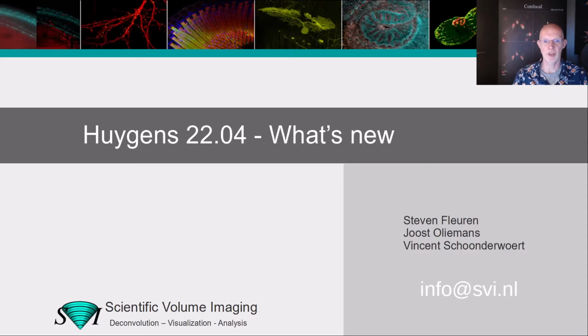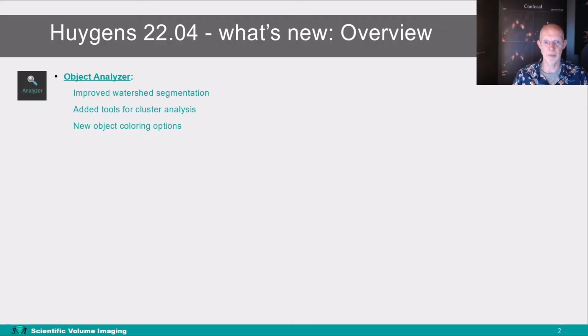What's new in Huygens 22.04. So let's start with giving a short overview with the Object Analyzer, which will be further explained in a few minutes by Steven. We've added to the Object Analyzer improved watershed segmentation. We've added tools for cluster analysis, and there are now more coloring options for objects.